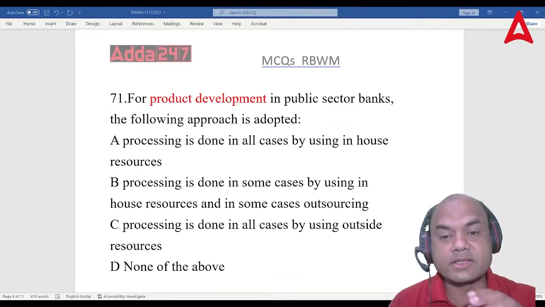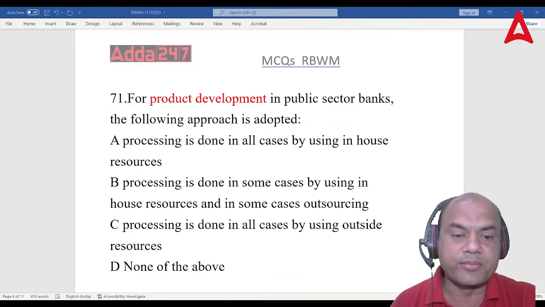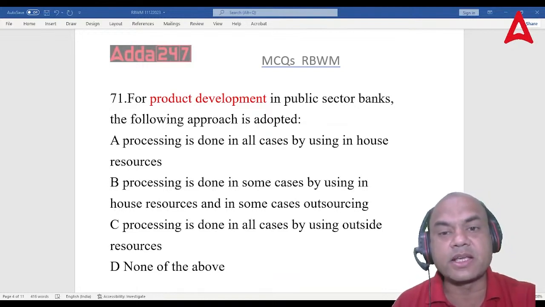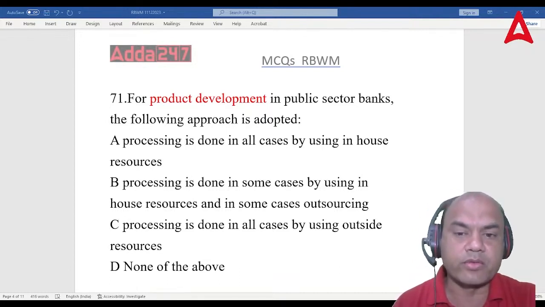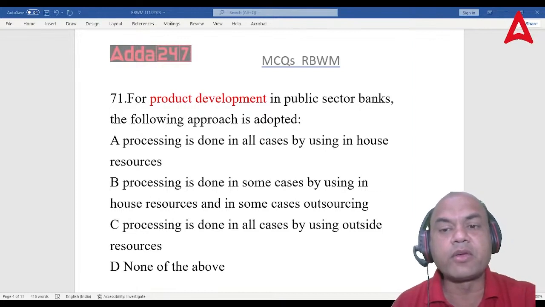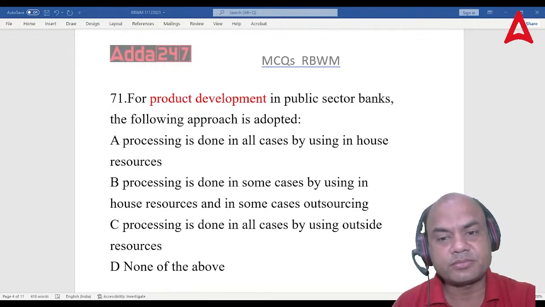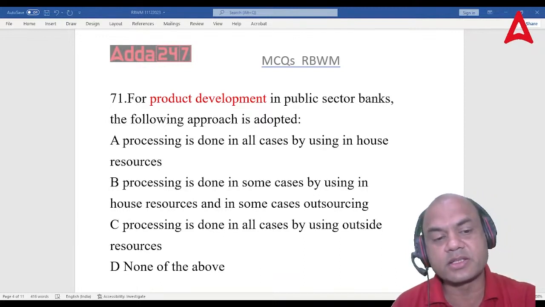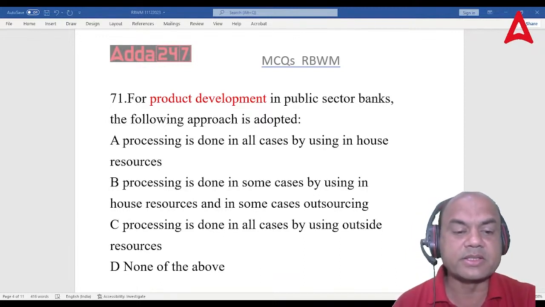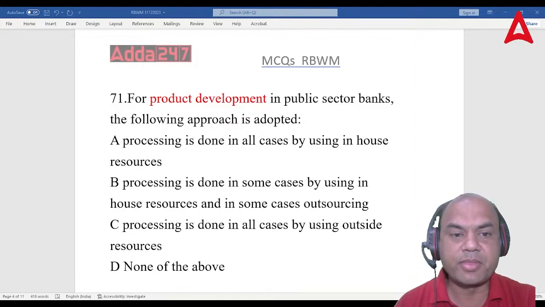Then you have that Kisan credit card target. How many of you have this KCC target and insurance target? Mainly insurance. Forget about KCC, because KCC is the core product. What about insurance? How many of you have insurance targets? Type yes in the comment section if you have the insurance targets.